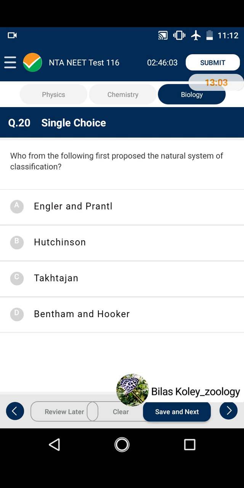Question number 20. Who from the following first proposed the natural system of classification? In this question, the options are Engler and Prantl, Hutchinson, Theophrastus, and Bentham and Hooker. In this question, the right option will be D, Bentham and Hooker.